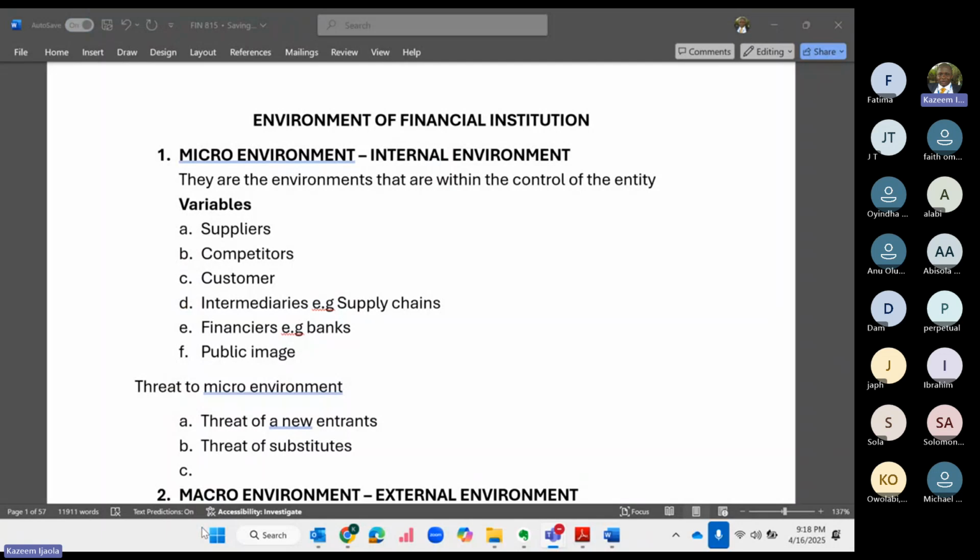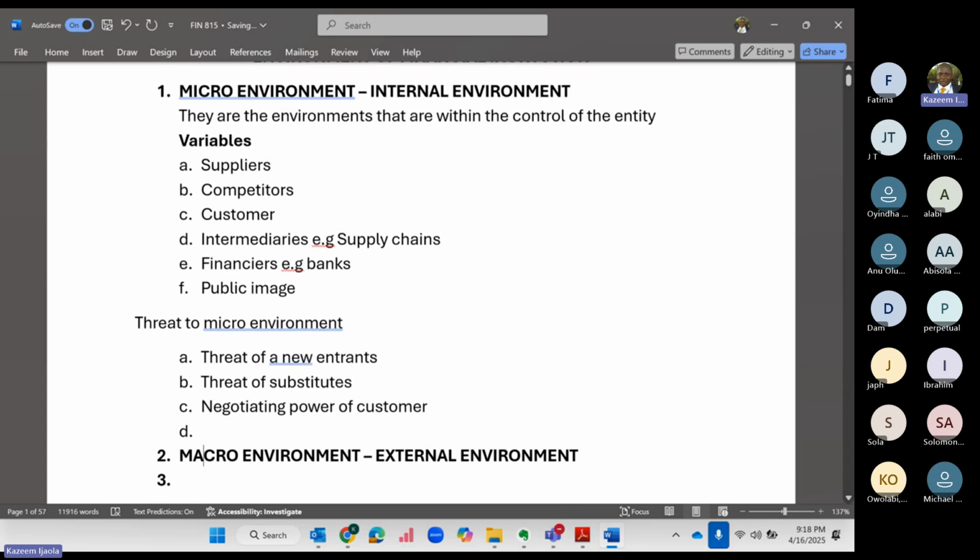Then the third one is the negotiating power of customer. Here, these are the conditions in which the customer can actually price you out of the market. They can price you out of the market, or new people keep coming and offering the same service that you are offering at a much cheaper rate. That's a threat that you need to look into. So all these 5 threats are by a man known as Porter. Then the last one is industry rivalry. So these are what you need to know under the micro environment.